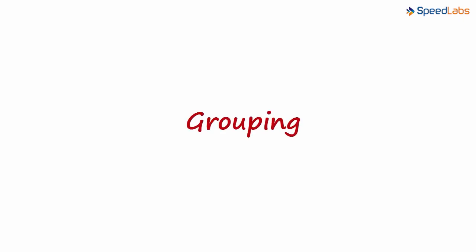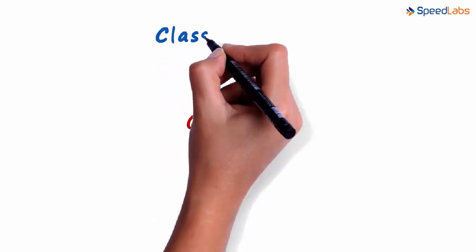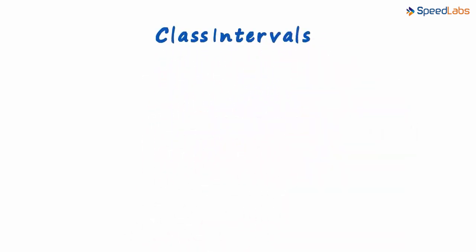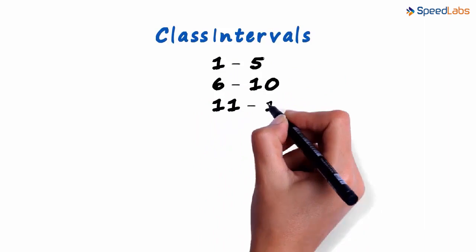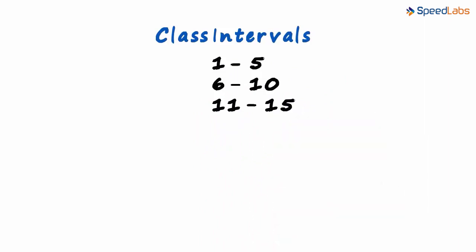Grouping is used when the data we have is very large, and the groups are called class intervals. In one of our examples, we had seen groups like these: 1 to 5, 6 to 10, 11 to 15, and so on. There are a few things we need to know about class intervals.